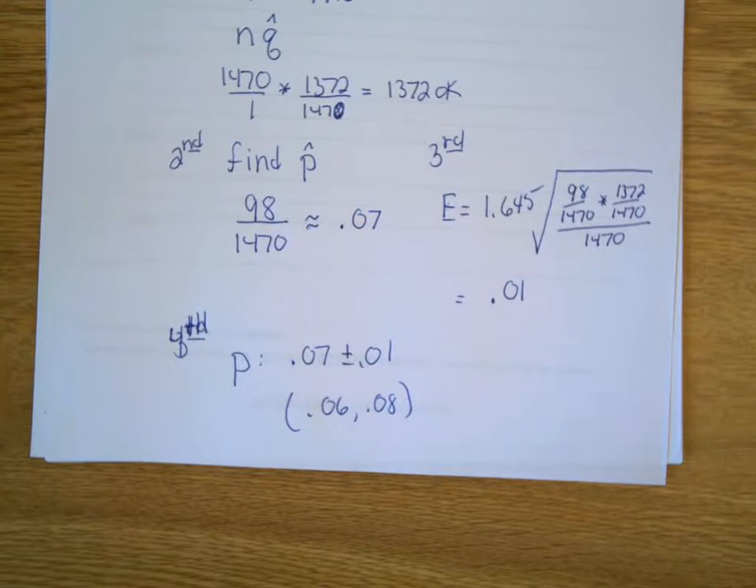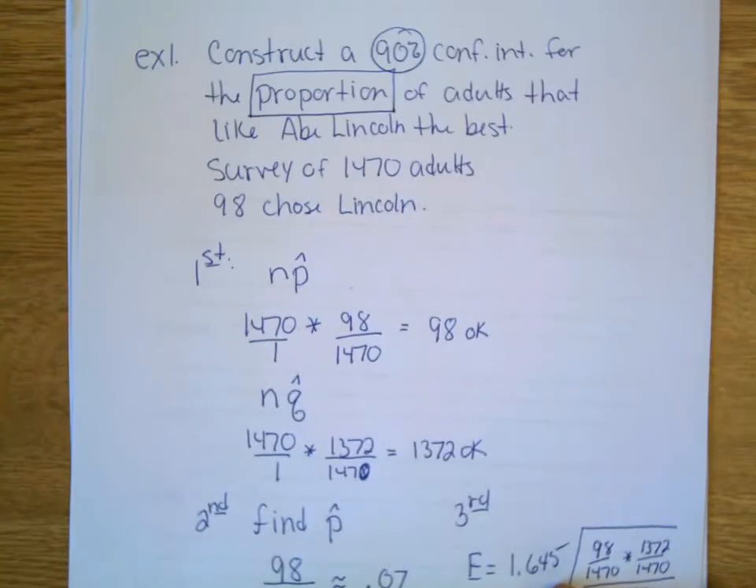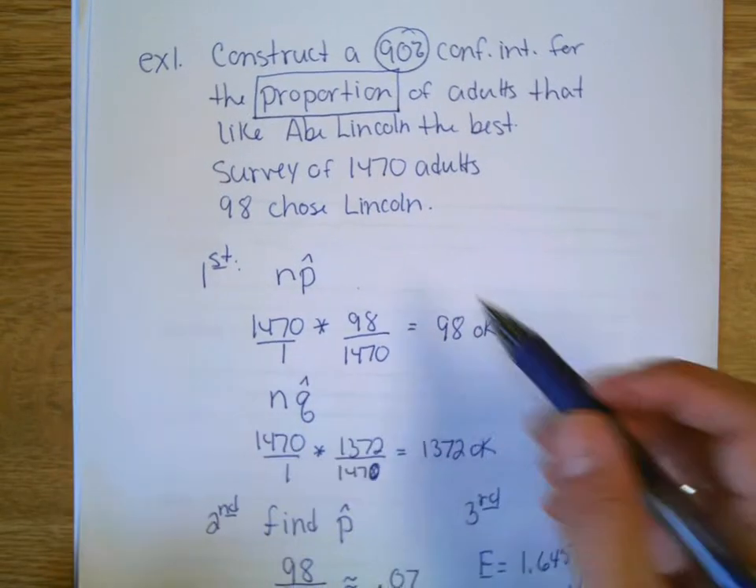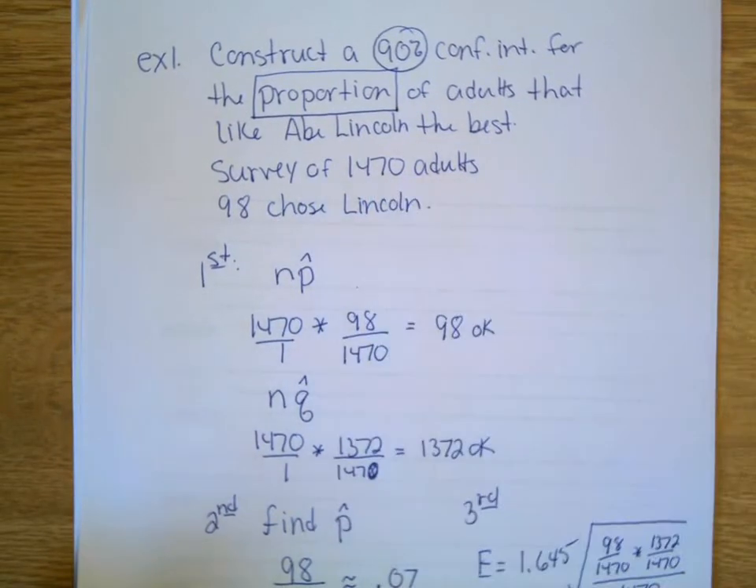Okay, I do want to do another one where they give you different information to start with by hand. So here I told you the number of successes and the sample size. Watch what happens here.